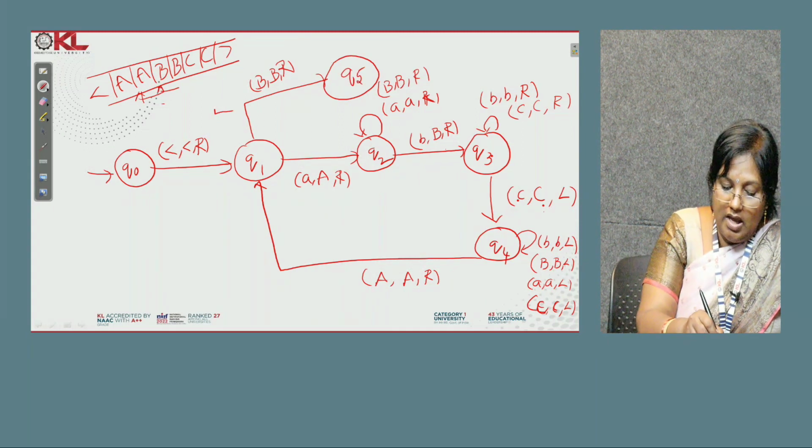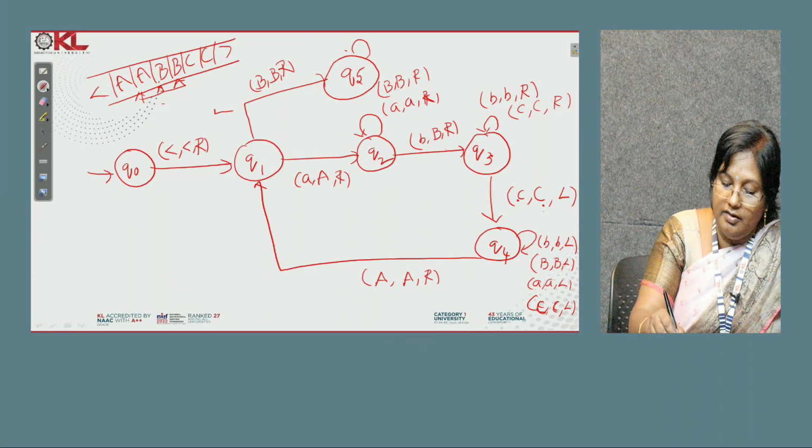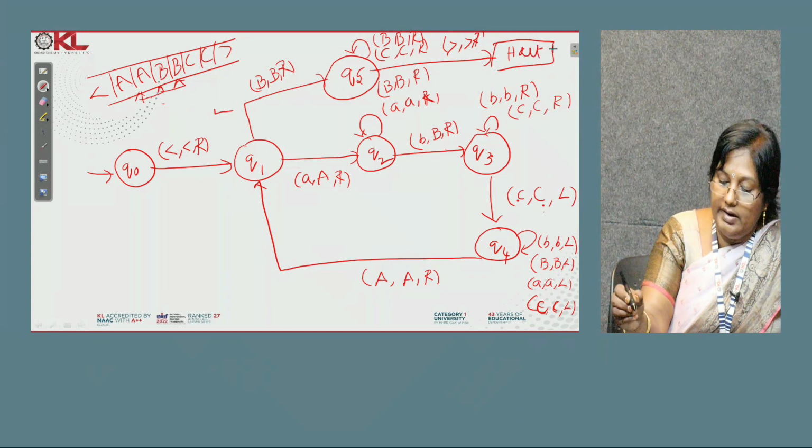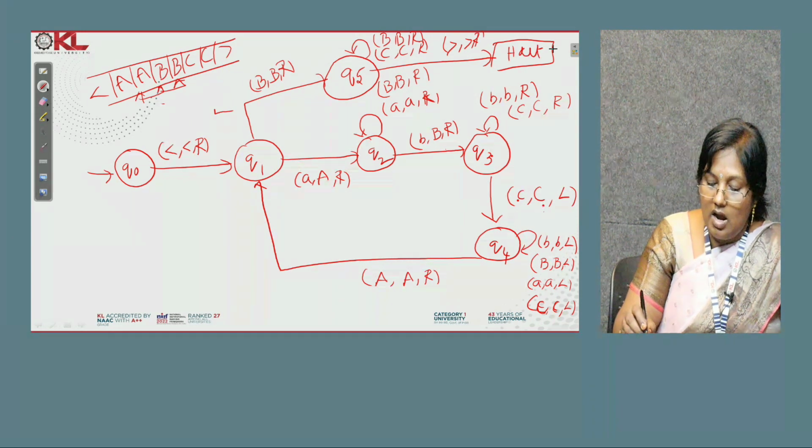Now after B, again I found B, so again if you find B, keep B as it is and move right. And now I found C, capital C, and move right. And then you find the left hand marker, keep the left hand marker and move right, and then you say halt. So I have halted this program. Do you understand this one?